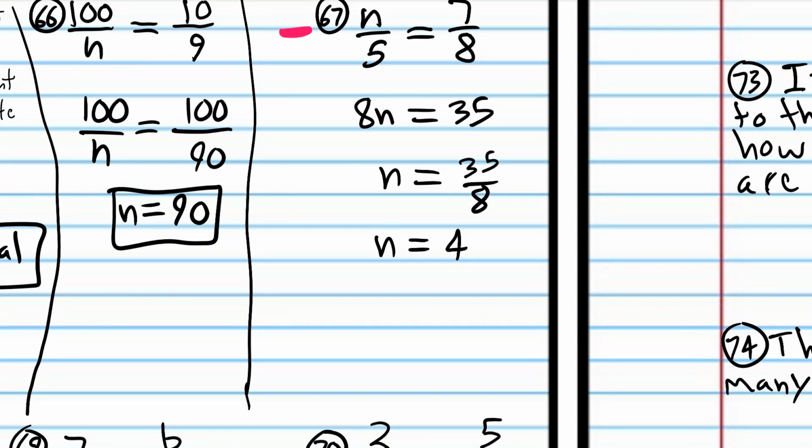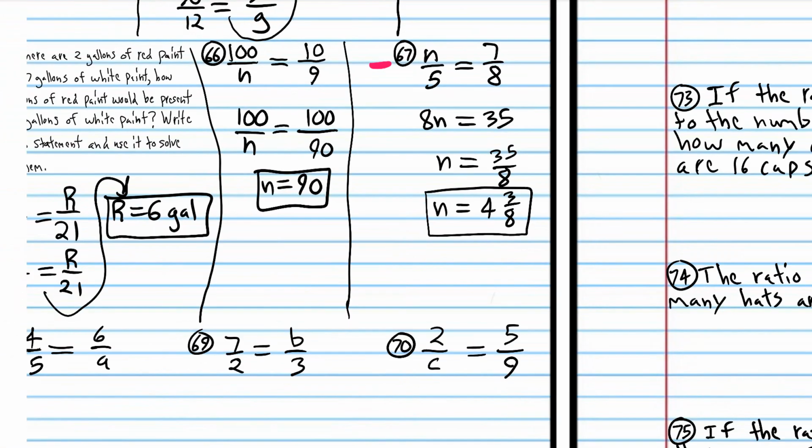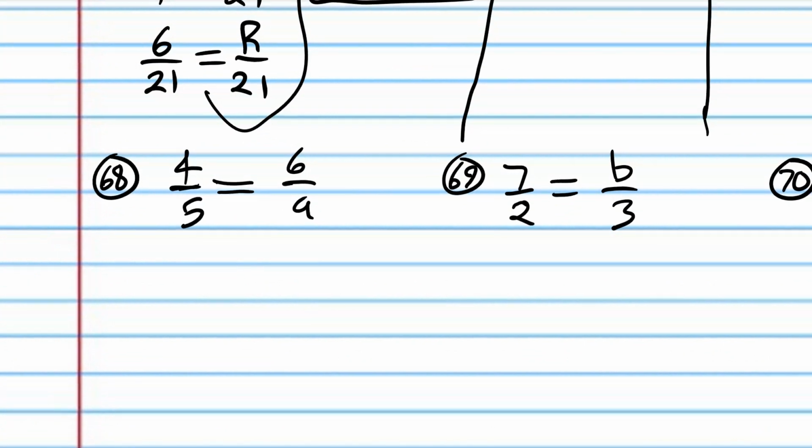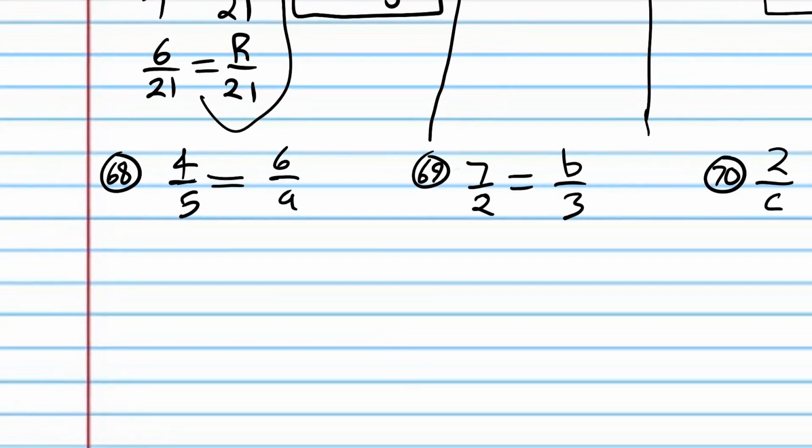Now, in my previous courses, I would want you to change this to a mixed number. So it'd be 4 3/8. But in this class, to be honest with you, I don't really care. You can just leave it as 35 over 8. That's not the point of this class, to teach you mixed numbers.